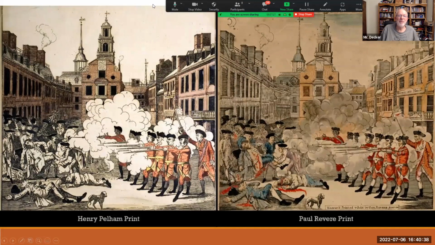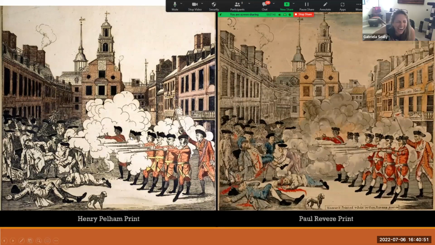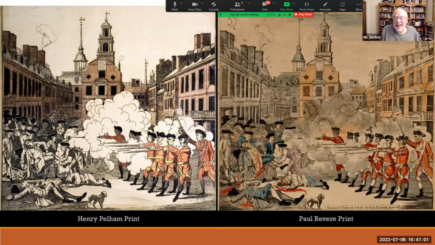Here are the two copies side by side. Here's Henry Pelham's print. Here's Paul Revere's print. Can you say plagiarism? Oh my God, you turn that into turnitin.com and it's like a 97%. Right. I mean, he added Butcher's Hall, he added the sniper. Okay, he added the sniper.